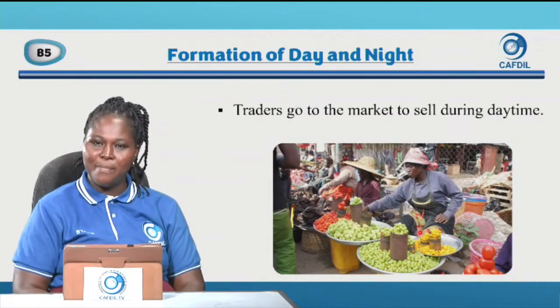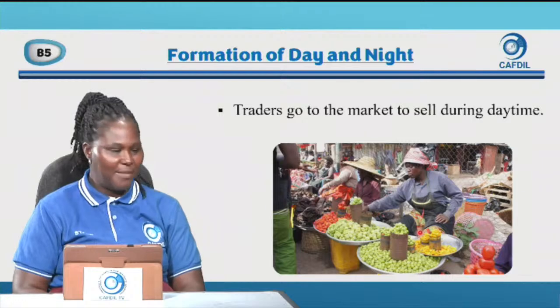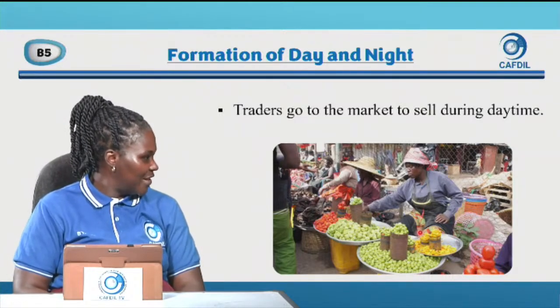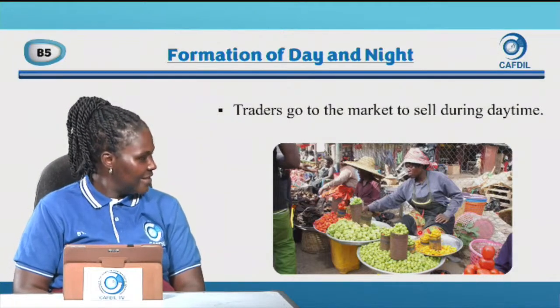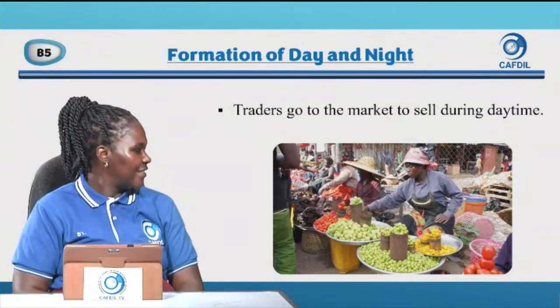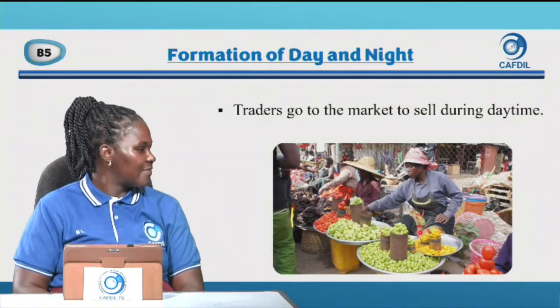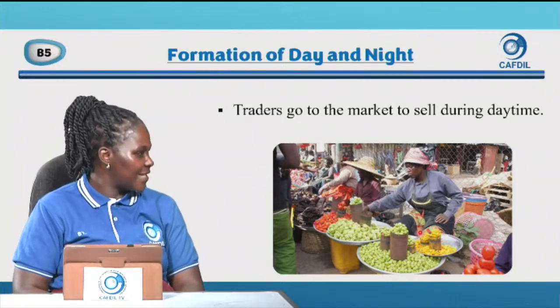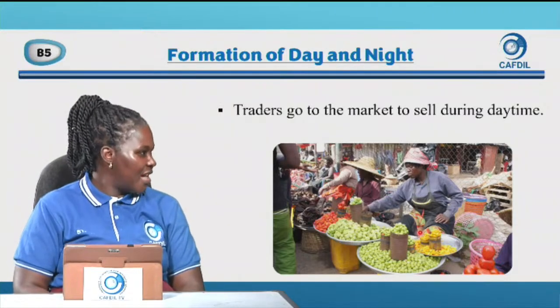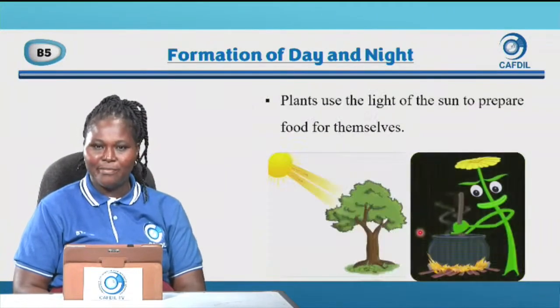Now traders go to the market to sell during daytime. As we can see on our screen, the woman is selling pepper, tomatoes, and so many things. Because of the light from the sun, they see clearly and they are selling. Yes, they can give change. Any money that they receive, they can give change to the person because of the sun. They see clearly. Good. So traders go to the market to sell during daytime.